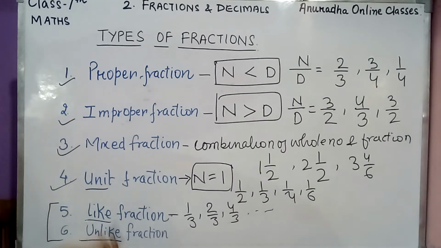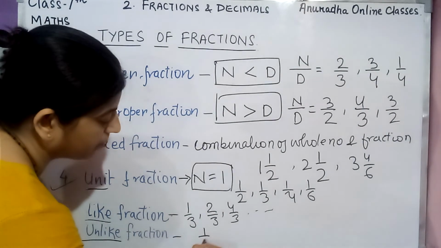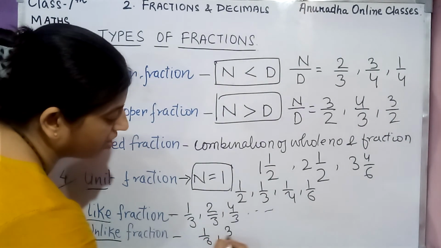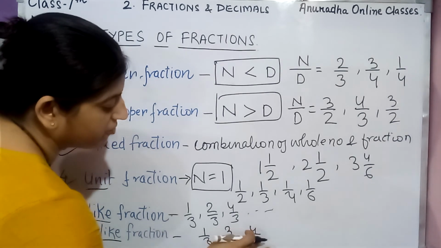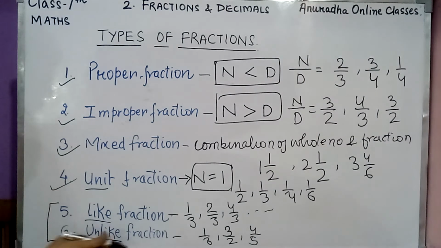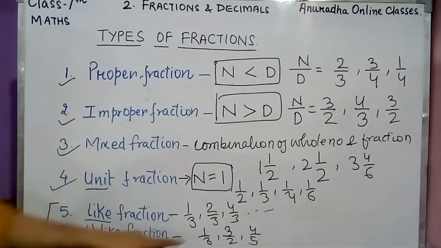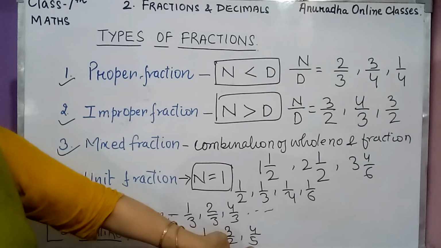Now what is unlike? Those whose denominator is not the same. Suppose I have written 1/3, then I have written 3/2, then I have written 4/3, 4/5. So what you can see here? You can see here the denominator is 3, here it is 2, here it is 5.